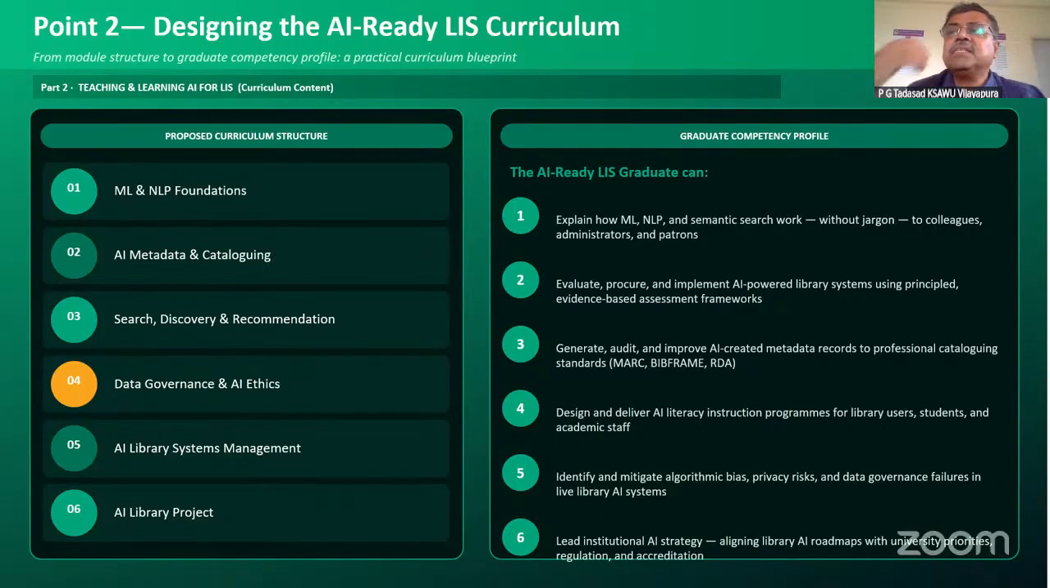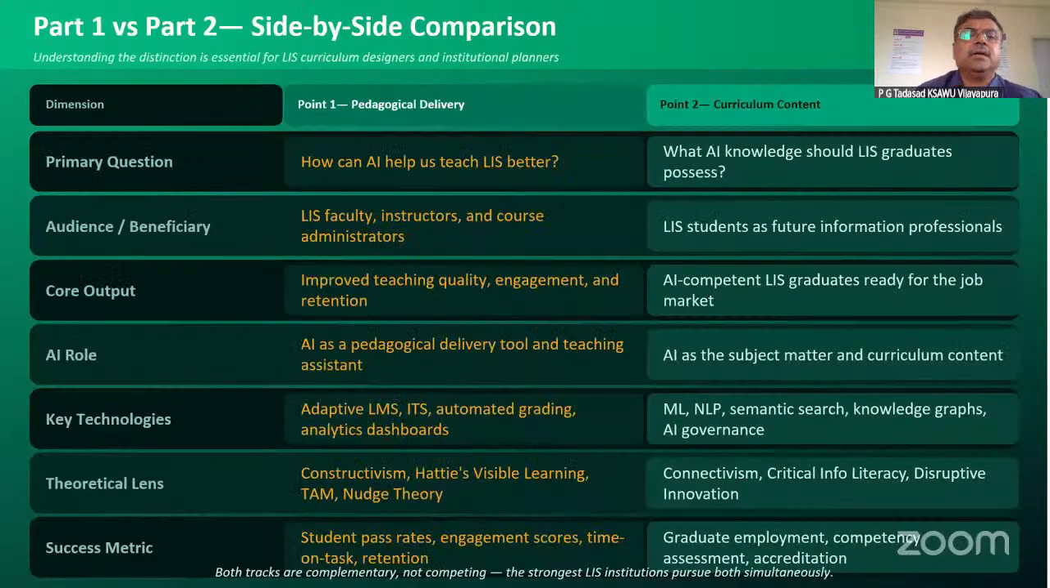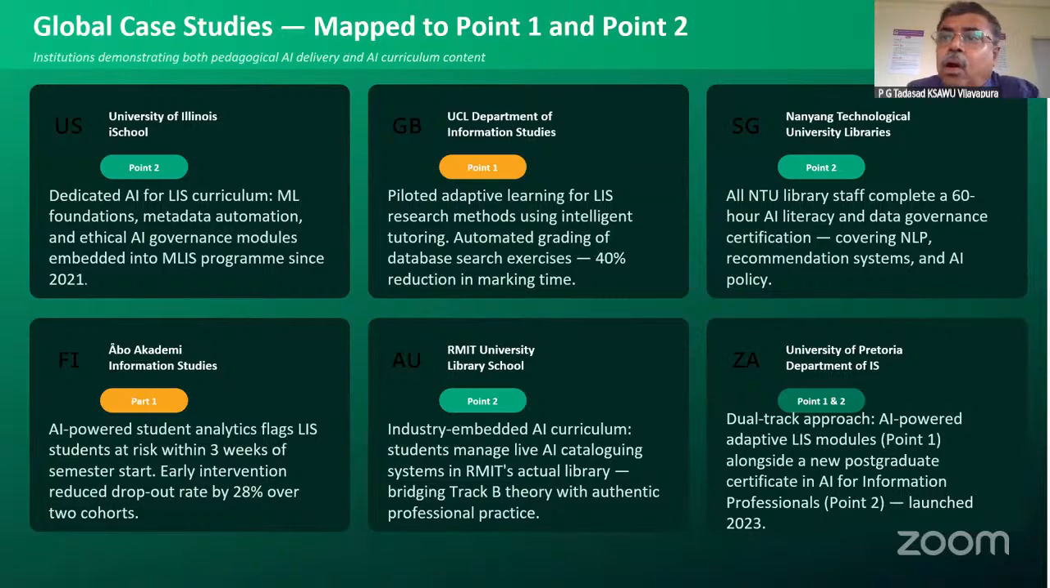So to achieve these things, there are many steps. The road ahead is far. Already these things are being practiced. In the United States of America, one example is the University of Illinois, where AI is being integrated into the LIS curriculum. UCL Department of Information Studies, Great Britain.